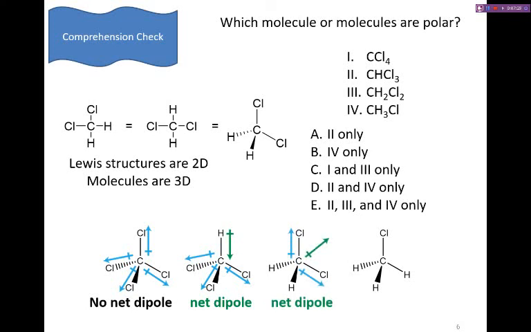And then the last one is actually rather easy. There's only one net dipole because there's only one polar bond. And so it turns out then that 2, 3, and 4 are the polar molecules.